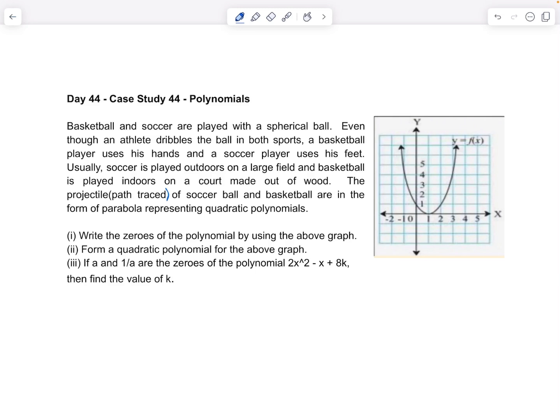Question 1. Write the zeros of the polynomial by using the above graph. Now looking at the graph, it touches the x-axis at one point, say x is equal to 1. This shows that the polynomial has two identical roots. That is, x is equal to 1 is one zero and x is equal to 1 is another zero of the polynomial.